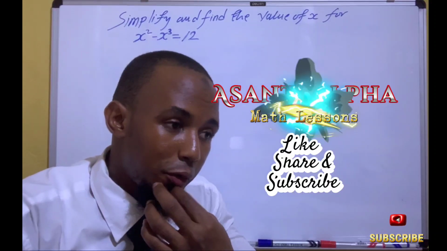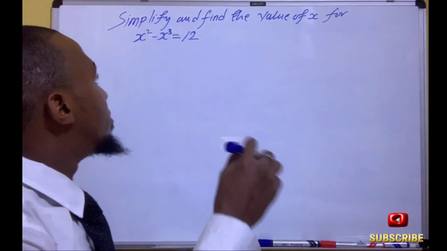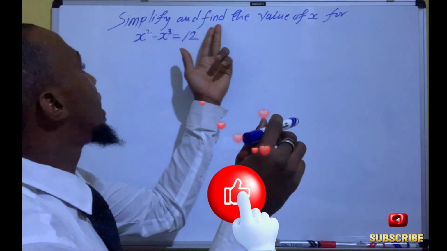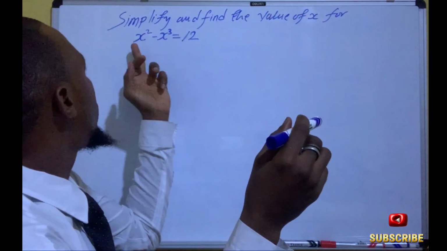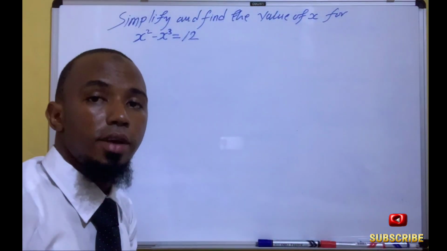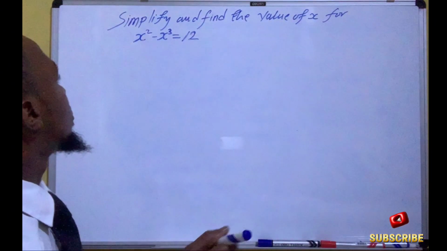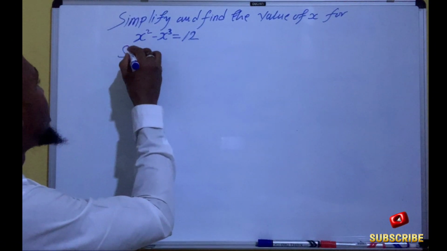We are here also to solve another very interesting maths question. The one that I have here: simplify and find the value of x for x squared minus x to the power 3 equals 12. Now let's solve this and find the value of x. Okay, now let's start. We have the solution.